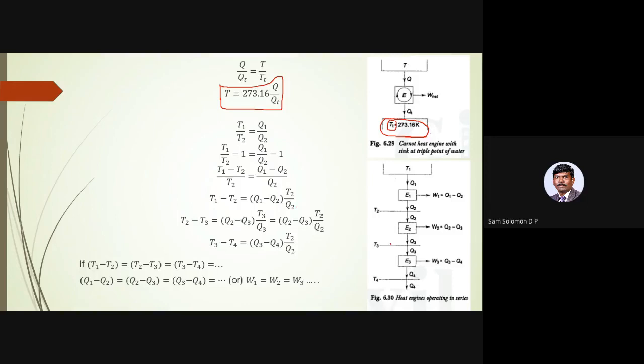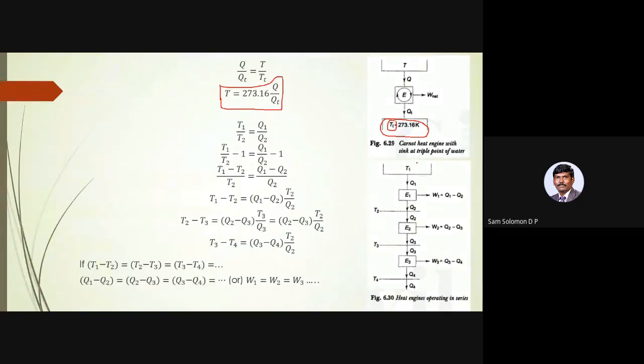Okay. Now what I'm going to do is have a series of heat engines, such that between T1 and T2, I'm having a heat engine E1. Then between T2 and T3, I'm having another heat engine E2. T3 and T4, another engine E3. Okay, then you can go on. So I'm going to have a series of heat engines.